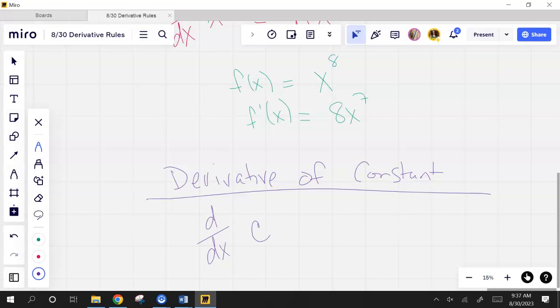We'll call it C for a constant. The derivative of a constant is always 0. I guess I should number these rules, but. The derivative of C with respect to x is 0. If this is a constant, C is a constant.